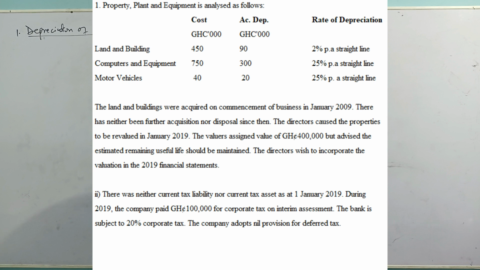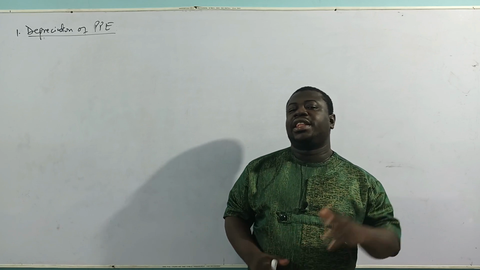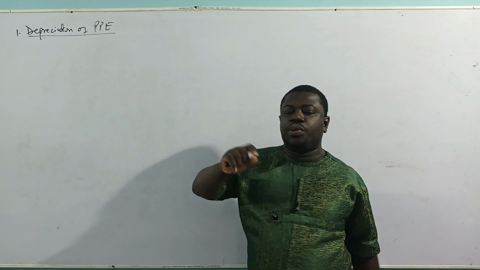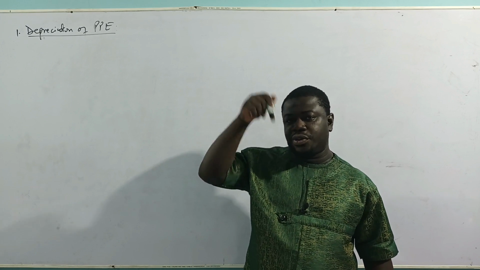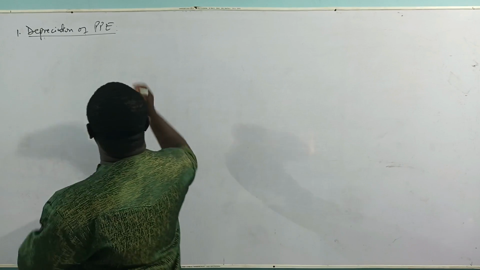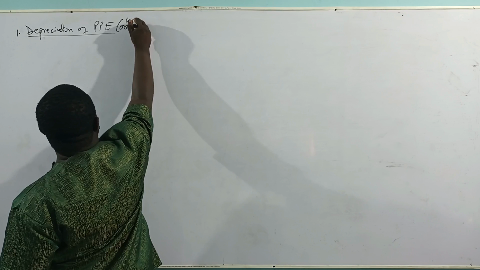Now, computers and equipment and motor vehicles, nothing happened to them. Land and building, there was a revaluation upward to 400,000. And therefore, the remaining useful life, we are told that the directors caused the properties to be revalued in January 2019. The valuers assigned a value of 400,000, but advised that the remaining useful life should be maintained. Okay, so in the beginning of this year, 10 years had already elapsed from what we discussed. So we have 40 more years of useful life remaining. And the new value from 1st January of this year is 400,000.